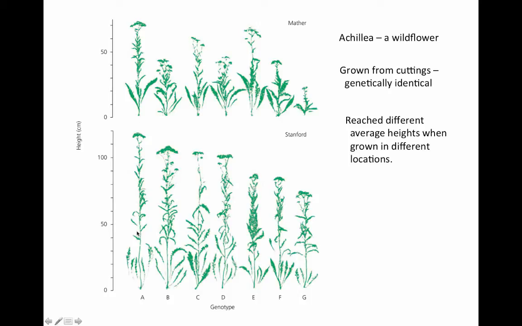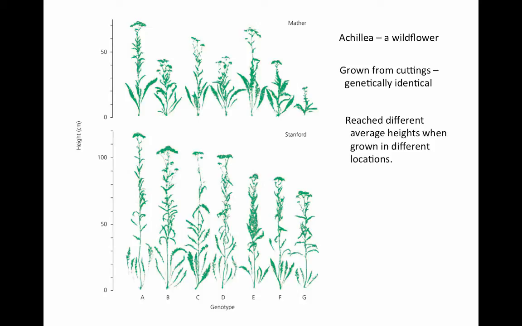Each of those cuttings is going to generate an individual that has an identical genotype. They're genetically identical. So both of these labeled A are genetically identical. This is genotype A, genotype B. Both of these 2 plants are genetically identical, and so on down the line. They took these pairs of genetically identical plants and planted one of them at a field site called Mather Field Station. They took the other member of each pair and planted them at Stanford's experimental garden.